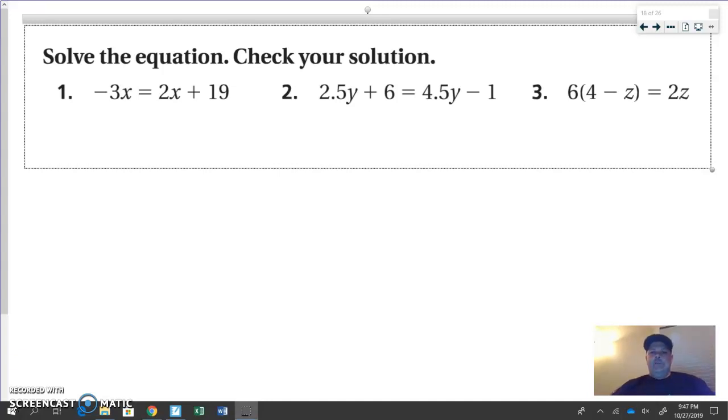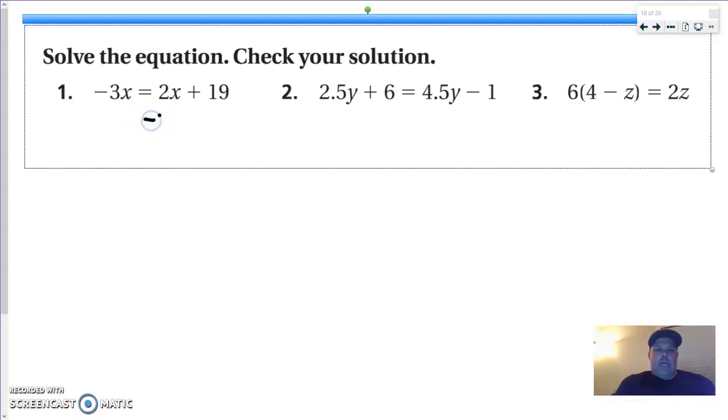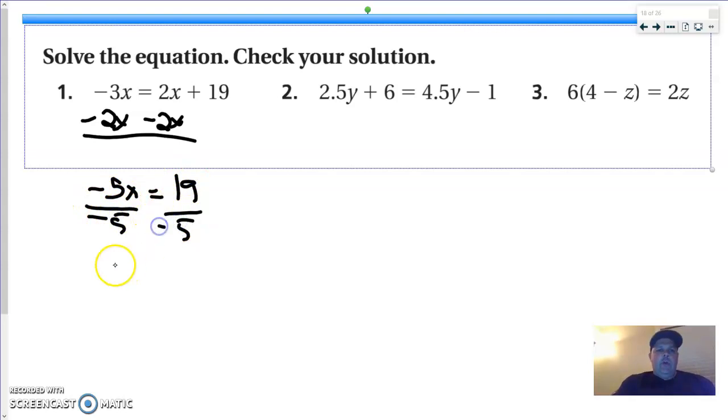Hopefully you've had some time to work on this. Our first one, we would subtract 2x from both sides. That would give us negative 5x equals 19. We would then divide by negative 5. We would get x equals negative 3 4/5.